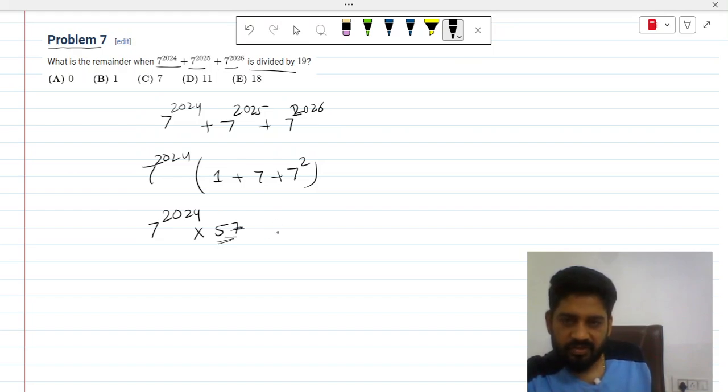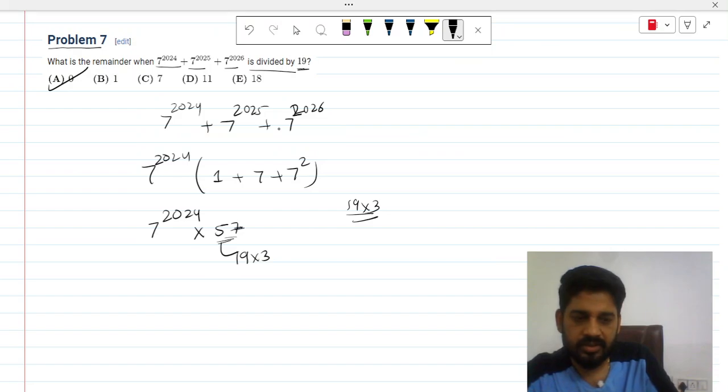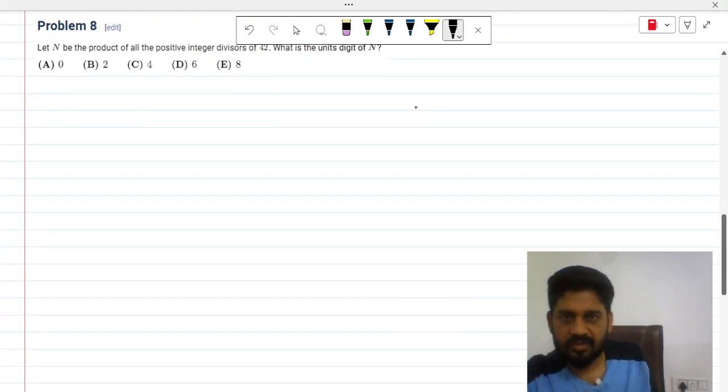57, you can break 57. So 57 is 19 times 3, so it is divisible by 19. So the question is very simple. You do not apply the remainder theorem and all those things, because this is a multiple of 19, so remainder will become 0. I hope it is clear. 57 is 19 multiplied by 3, so it is divisible by 19, so the answer is 0.